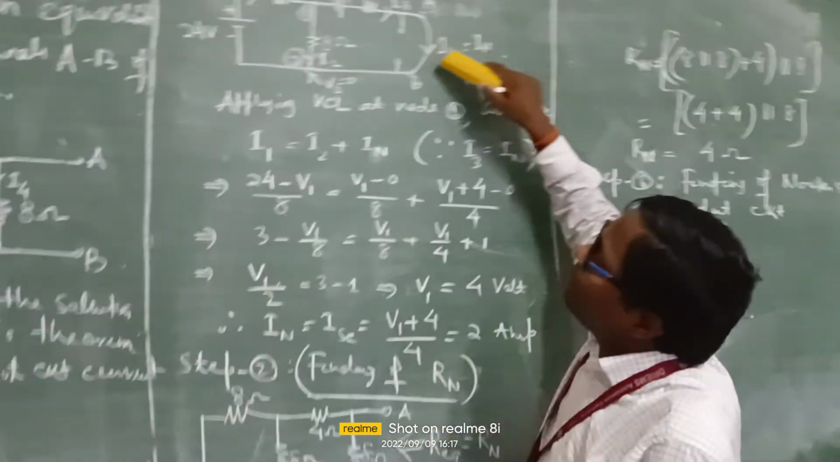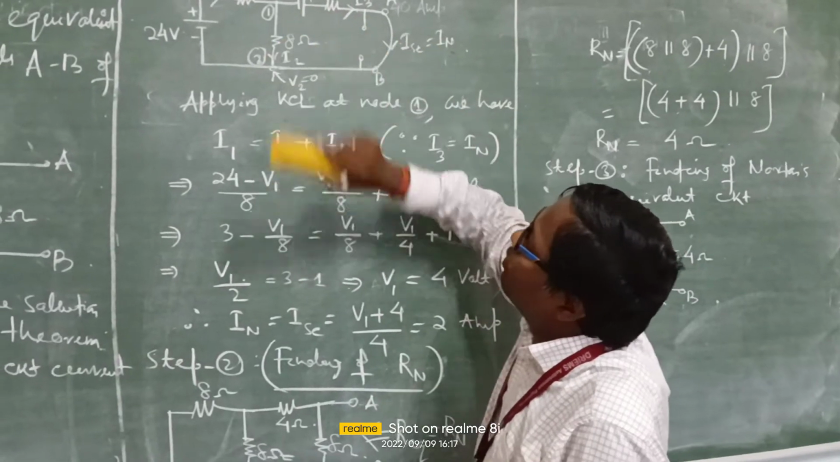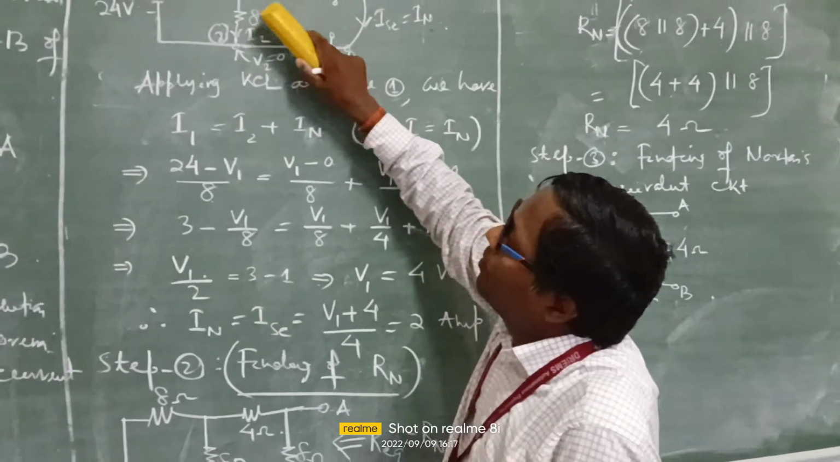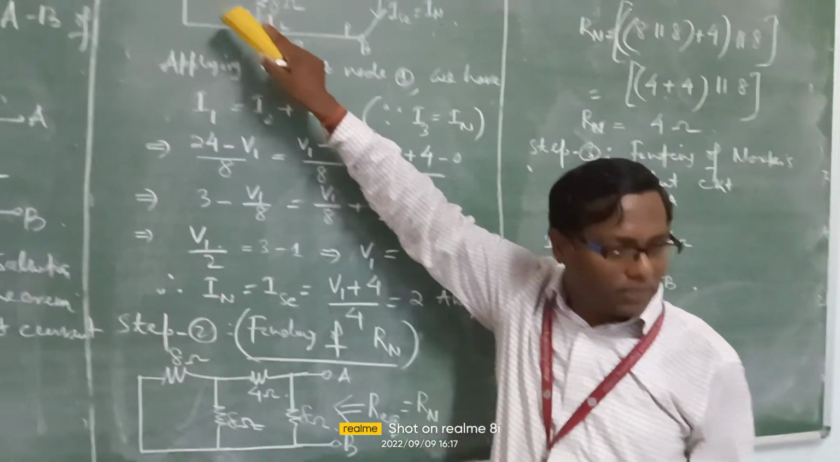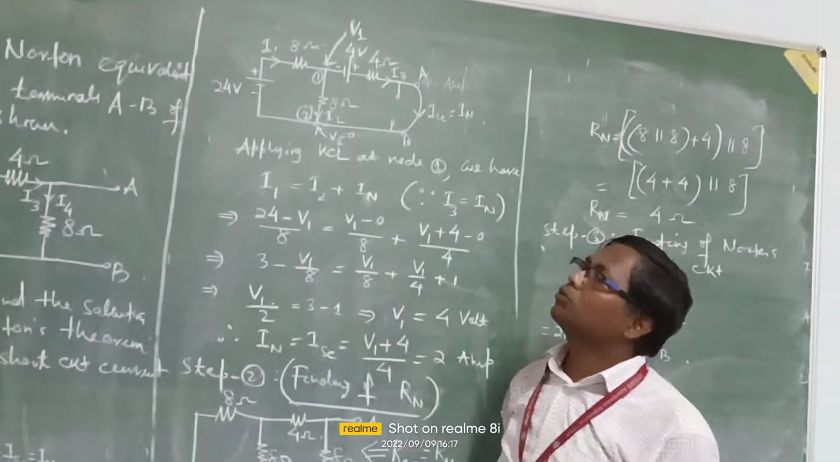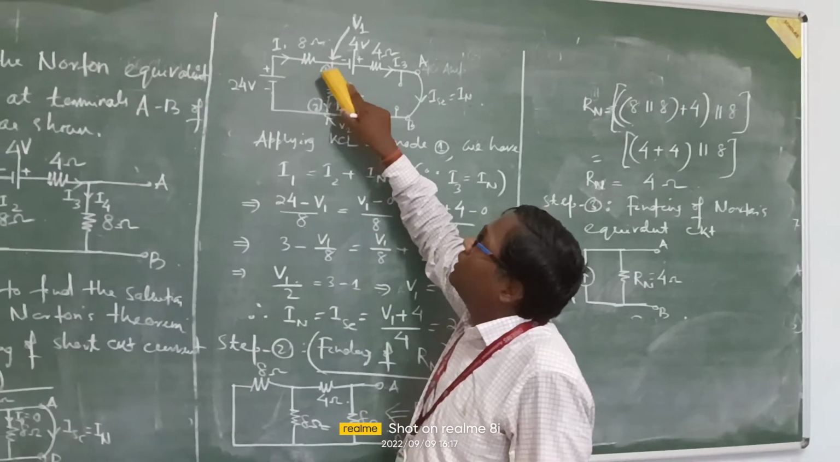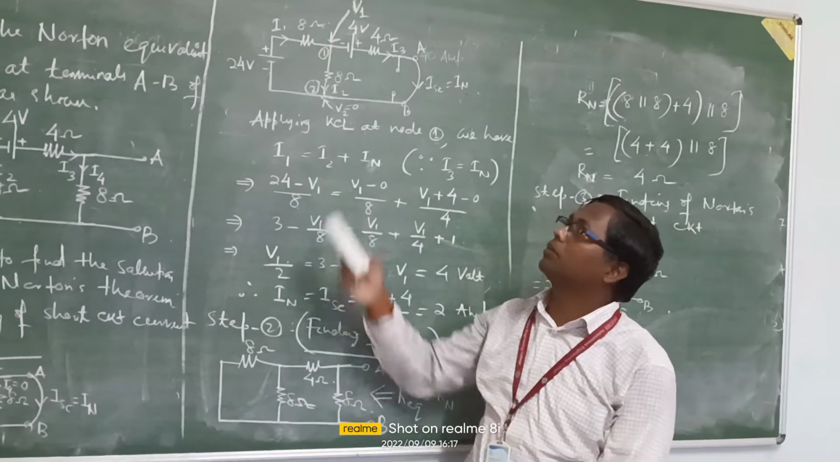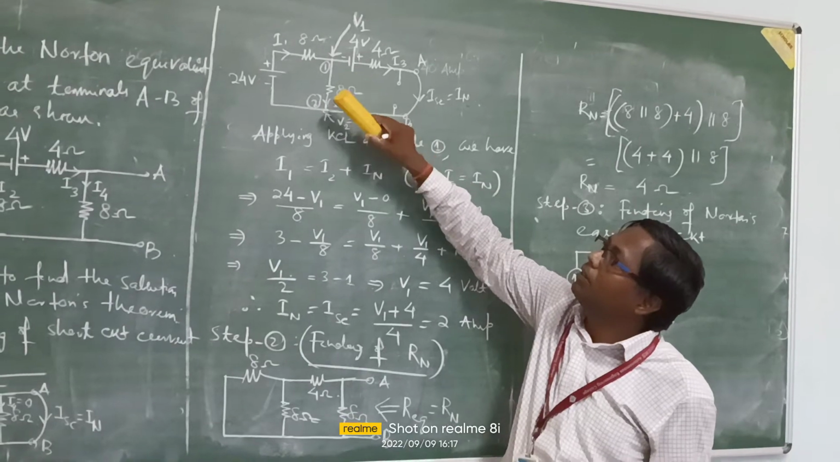Now our requirement is finding the short circuit current or Norton's current. So for this particular network, to find the current through different branches, we can apply mesh analysis or loop analysis, or we can also apply node analysis. But if we apply node analysis, using one equation we can find the solution.